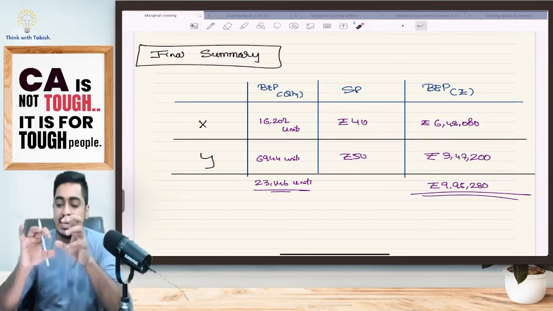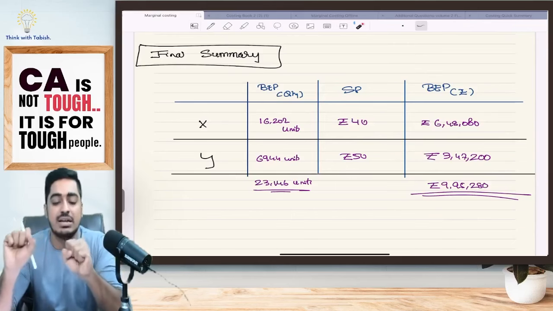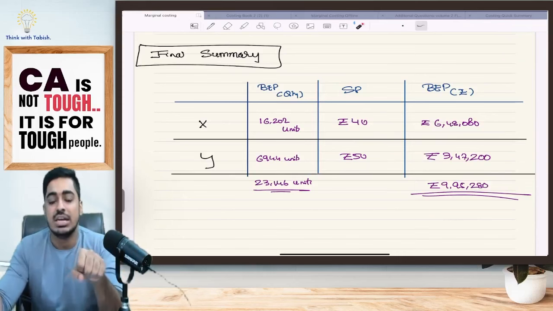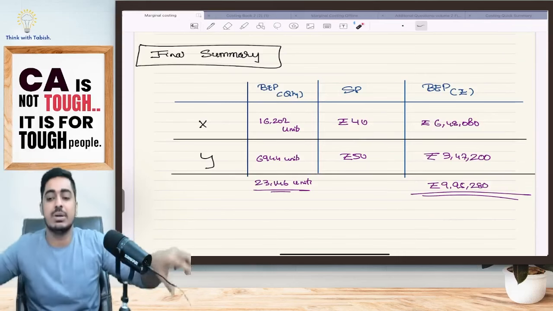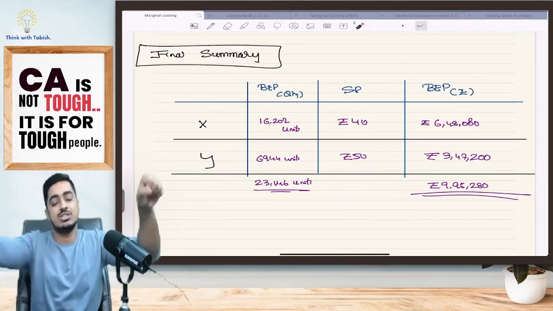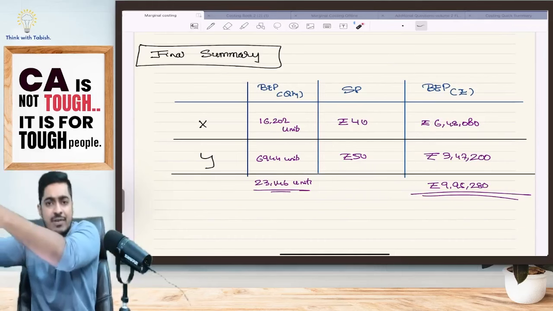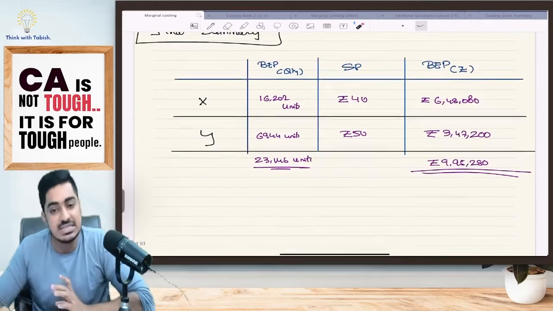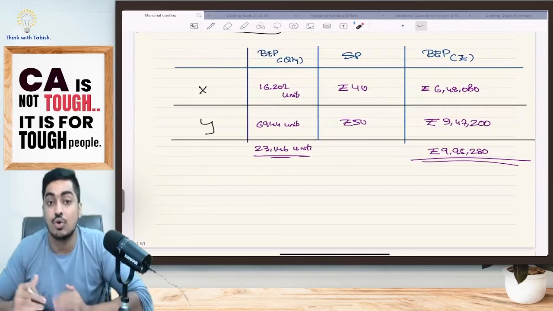Understand, if the question asks you to calculate multi-product break-even point, both in terms of quantity plus value, it is not necessary to do the two things separately. If you calculate quantity, you multiply selling price, you will directly get value. If you calculate value, you divide by selling price, you will directly get quantity. Yes or no, everyone? That means this is sufficient. Both my answers are over.